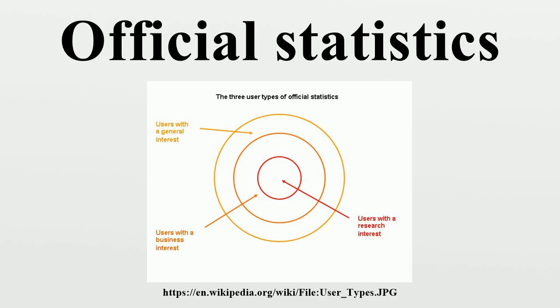Quality in the context of official statistics is a multifaceted concept, consisting of components such as relevance, completeness, timeliness, accuracy, accessibility, clarity, cost efficiency, transparency, comparability and coherence.